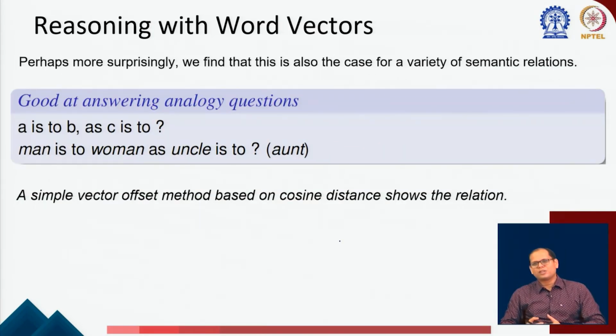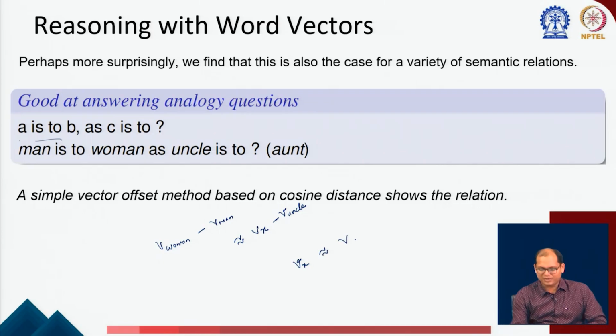So they were used for, say, an analogy question. A is to B as C is to what? Man is to woman as uncle is to what? How would you solve it? You will simply say, okay, the vector for woman minus vector for man is very similar to the vector for X that I want to find out minus vector for uncle. And what is the vector for X? It is very close to vector for woman minus vector for man plus vector for uncle. Now you will find this vector and compute its similarity to all the vectors in your vocabulary and find whichever vector gives you the highest value.